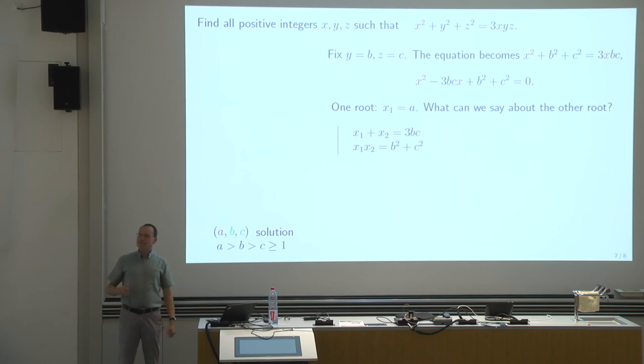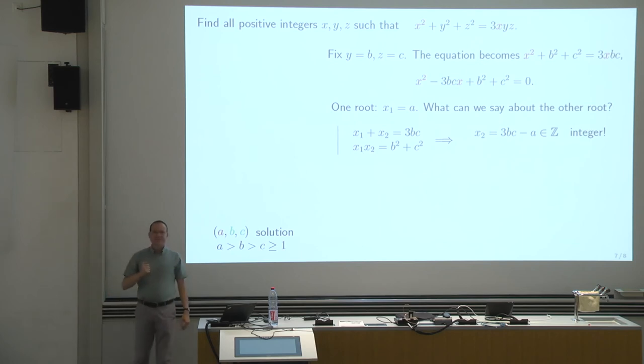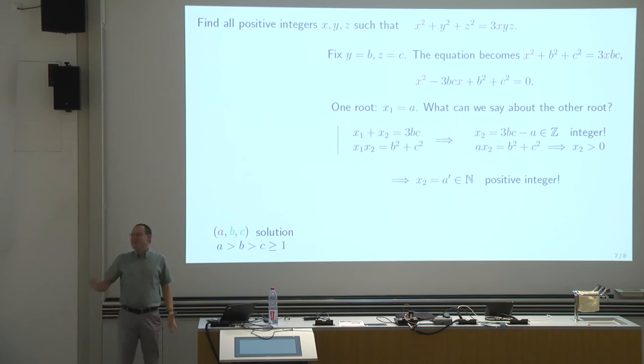Is the other root an integer? Yes? Absolutely, because the other root is 3BC minus A. It will be an integer. The first root A is an integer, and they add up to an integer. Therefore, it's an integer. Very good. Very useful. Is it a positive integer? Yes? Absolutely. They multiply to a positive number, B squared plus C squared, and the first root is positive. Therefore, the second root is also positive, and therefore the second root is a positive integer as well.